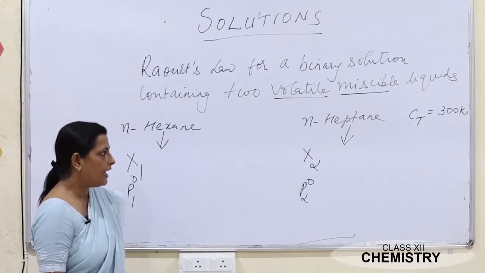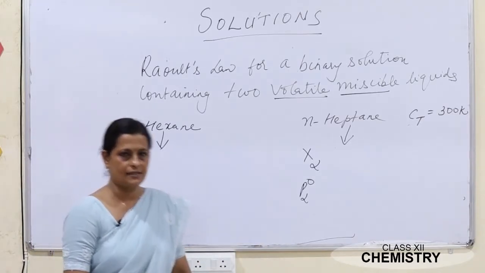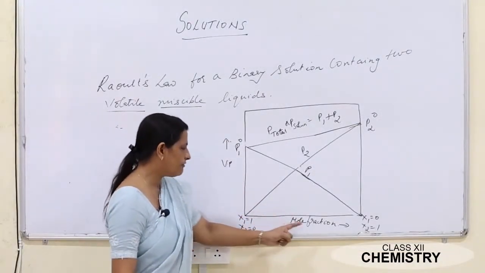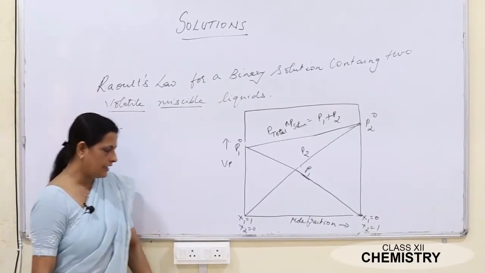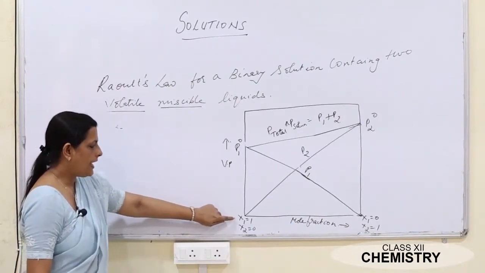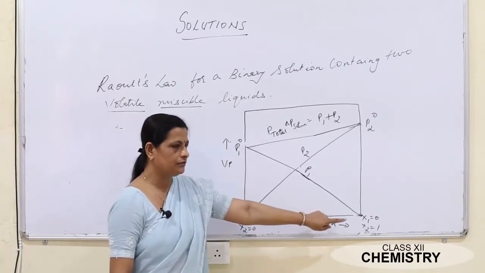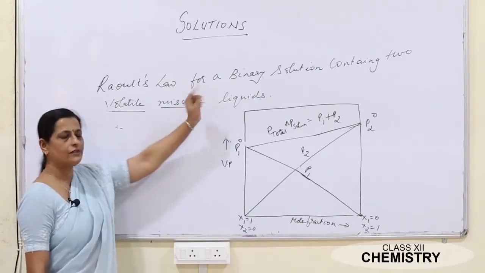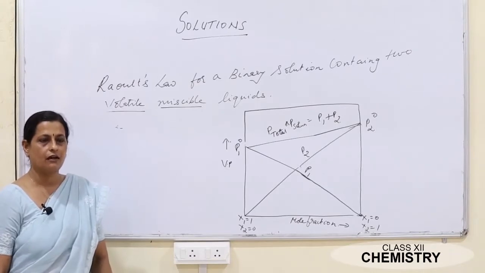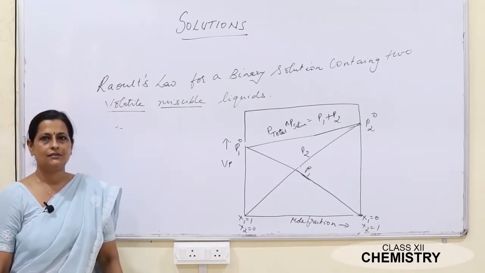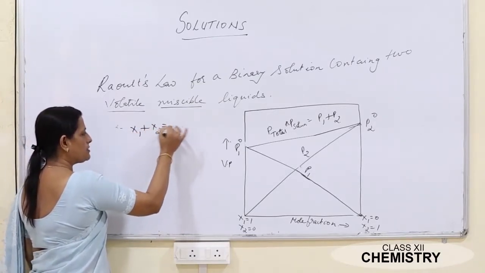Now I am going to plot a graph with mole fraction along the x-axis and vapor pressure along the y-axis. Now we have plotted the graph. Now see in this graph, on the left side I have written x1 is equal to 1, x2 is equal to 0. Here x1 is 0 and x2 is equal to 1. And we have taken what type of solution? Binary solution. And already you have studied the total mole fraction of a solution is always equal to what? It's unity. So what can you write? x1 plus x2 is equal to 1.